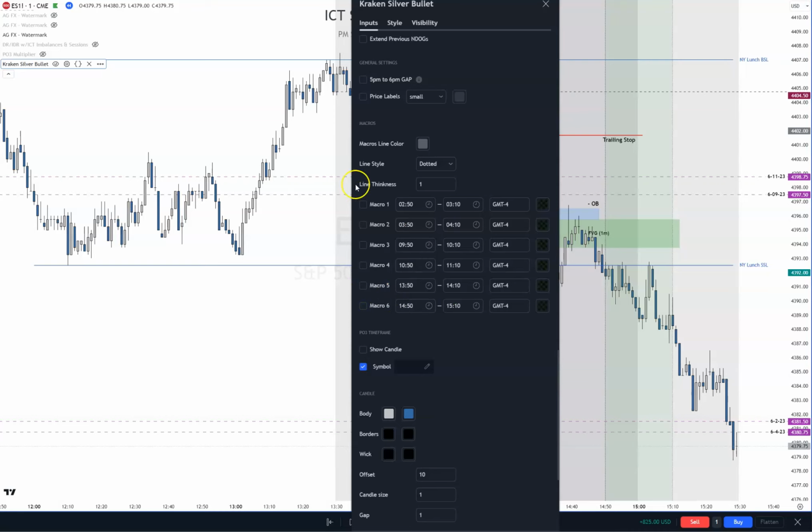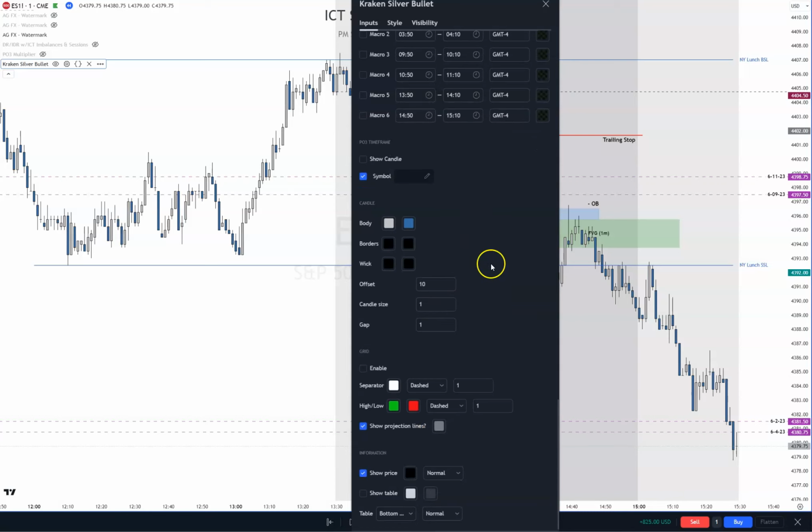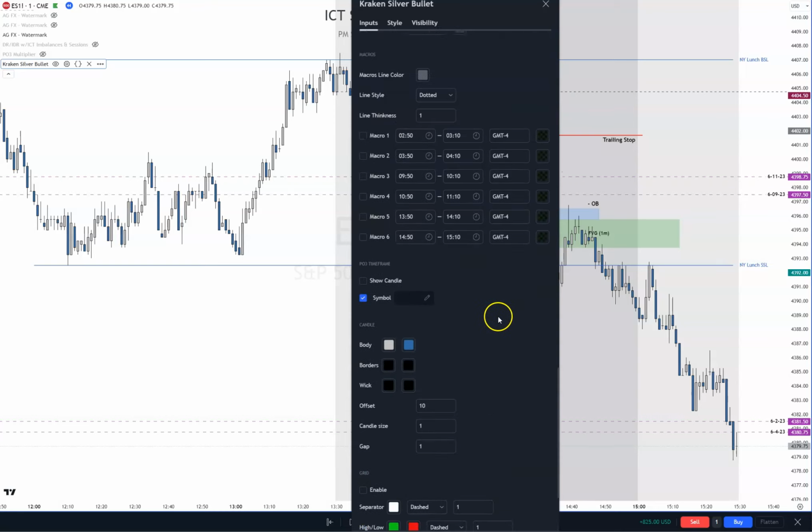That's what the macros are for. I have those on there. You can change the times however you want. You can change the colors. You can make them dotted or dashed lines. Same thing with the power of 3 candle. It's for learning purposes, not exactly for trading purposes, but you can use it that way. It's basically to follow along and check it.